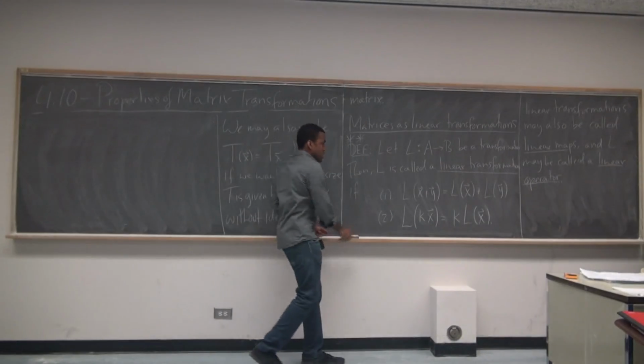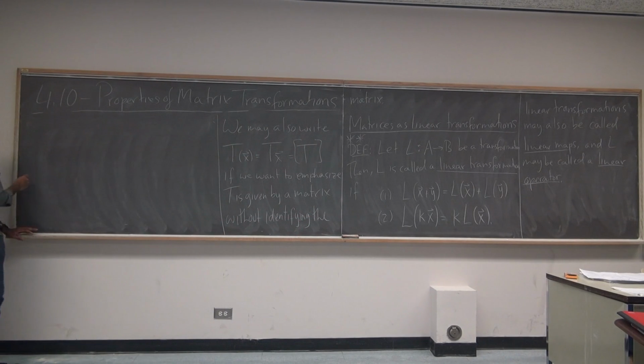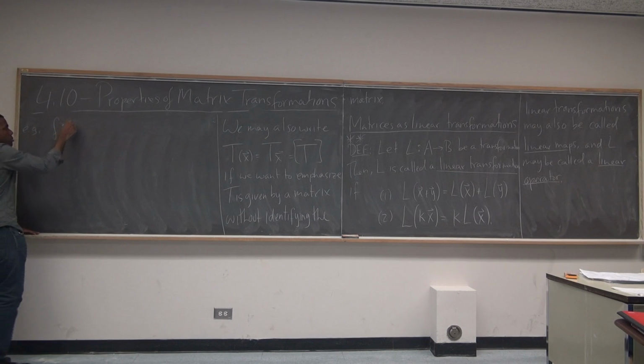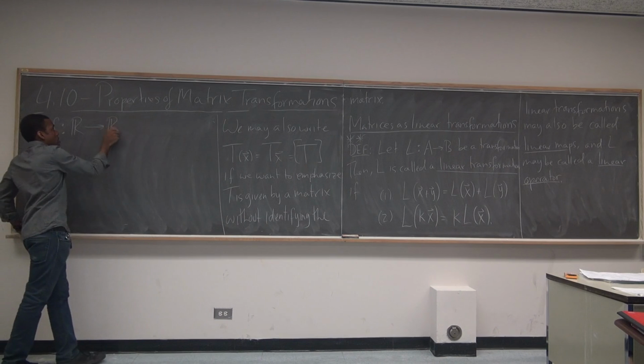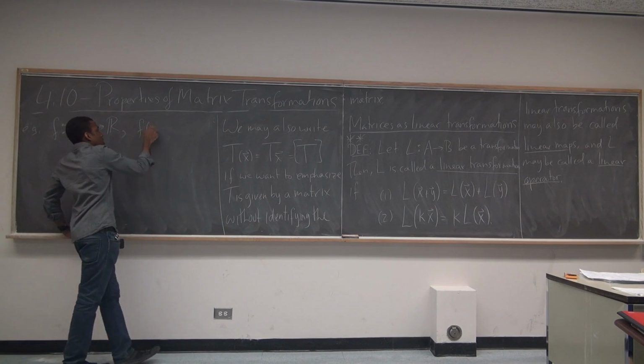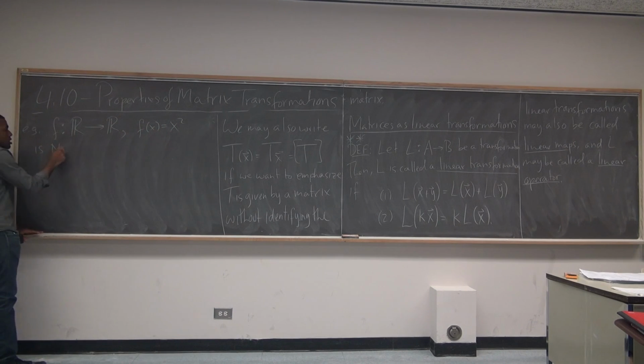Of course, linear transformations, we'd expect them to look linear, and that actually is the case most of the time, but not all linear things are linear transformations. So let's do some examples here. If I define a function f going from, say, R to R, right, these are two vector spaces, given by f of x equals x squared, this is not linear.